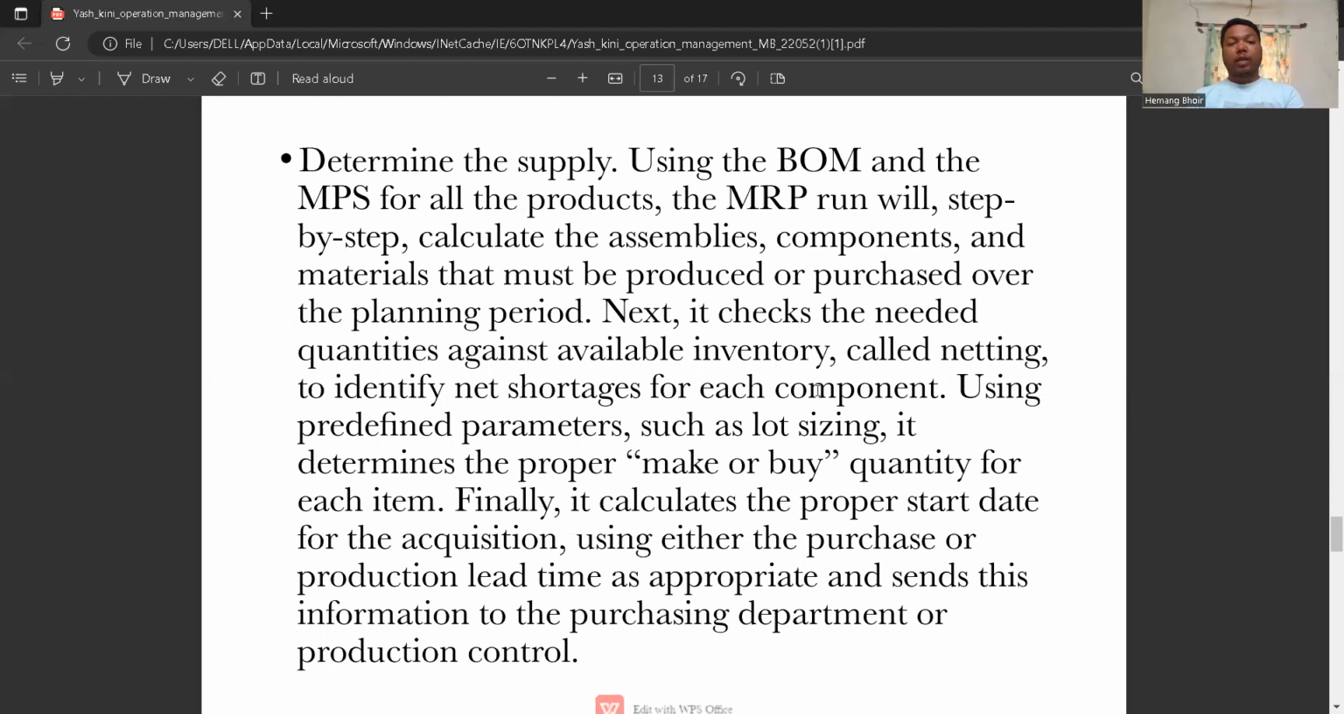So if the organization knows what is needed in the market, then there is no shortage, and they will produce the product time by time. After that, using predefined parameters such as lot sizing, it determines the proper make or buy quantity for each item. Finally, it calculates the proper start date for the acquisition, using either the purchase or production lead time as appropriate, and sends this information to the purchasing department or production control.